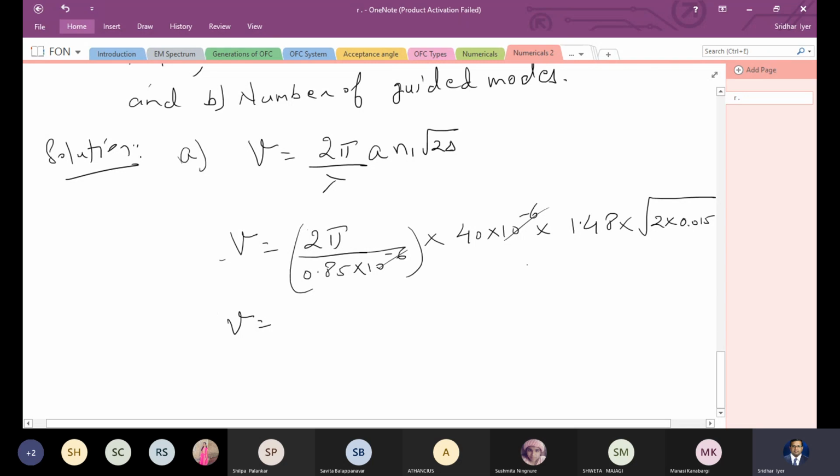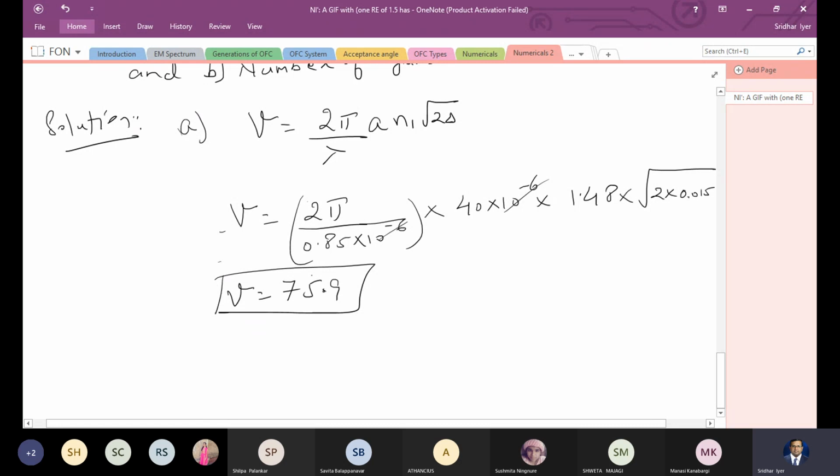Let's see what I get. Okay, so I get 75.9. Anyone gets that value? Yes, sir. Okay, good. The decimal part may vary, but we get about 75.8, something like that. 75.79. Yeah, okay. So I just took extra decimal for pi, that's why maybe.